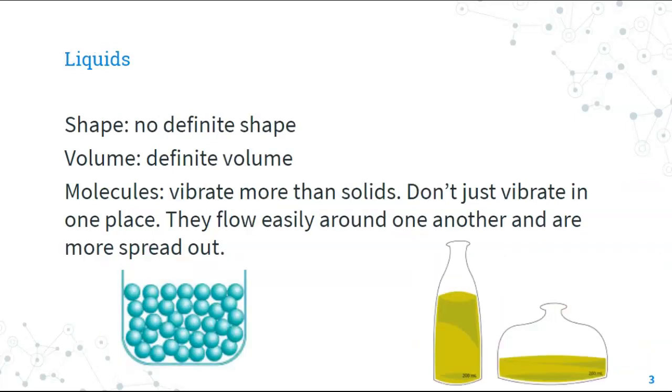Now for liquids. Liquids have no definite shape, right? They take the shape of the container. You can take this bottle and pour it into this one. You still have the same amount in both, so that's a definite volume. But notice how the shape has changed because they take the shape of their container. If we were to zoom down close to the molecules, we would see that they're still vibrating because all molecules do, but they're vibrating more than solids, and they're not just staying in one place. They're moving around a little bit, which is why liquids flow, because their molecules are kind of flowing and moving around.